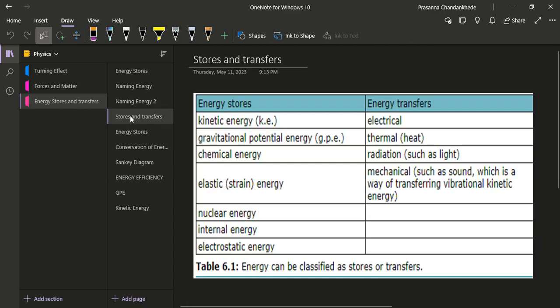Let's go to stores and transfers. Energy stores can be kinetic energy, gravitational potential energy, chemical energy, elastic or strain energy, they are the same thing, nuclear energy, internal energy, electrostatic energy. Examples of energy transfers could be electrical, thermal, radiation, mechanical.